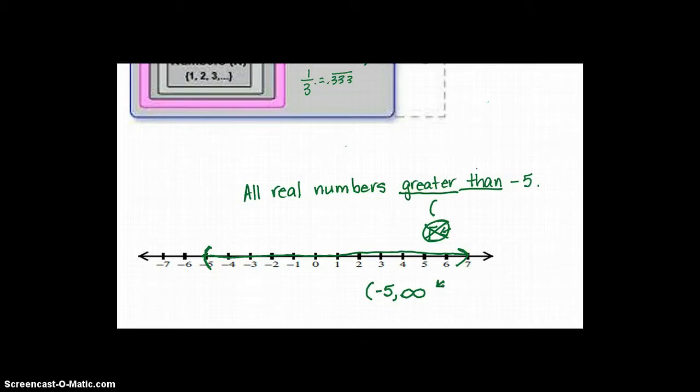Well, if you look, can you really put a dot on infinity? I'm hoping that you thought no. So we're going to put a parenthesis because we cannot definitively put a bracket over infinity because we would have to find exactly where infinity is on the number line. Let's do another one of those.